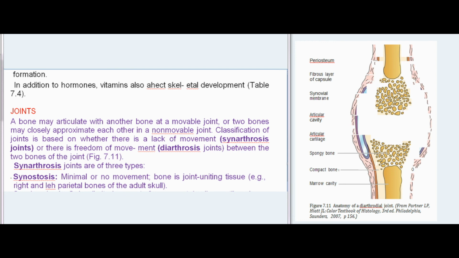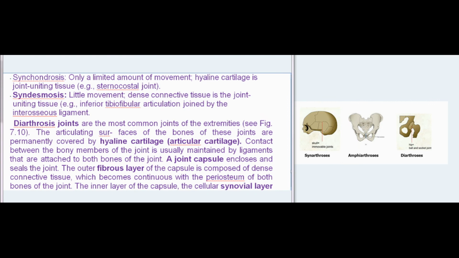Synarthrosis joints are of three types. Synostosis: minimal or no movement, bone is the joint uniting tissue, for example the right and left parietal bones of the adult skull. Synchondrosis: only a limited amount of movement, hyaline cartilage is the joint uniting tissue, for example the sternocostal joint. Syndesmosis: little movement, dense connective tissue is the joint uniting tissue, for example the inferior tibiofibular articulation joined by the interosseous ligament.